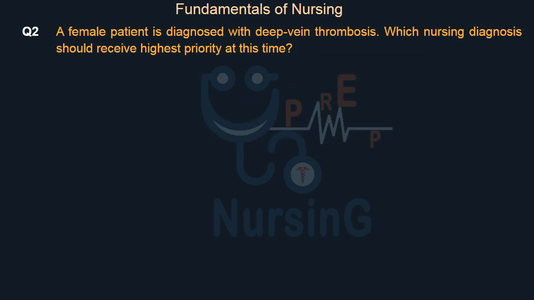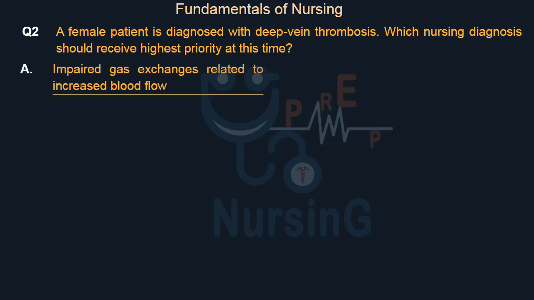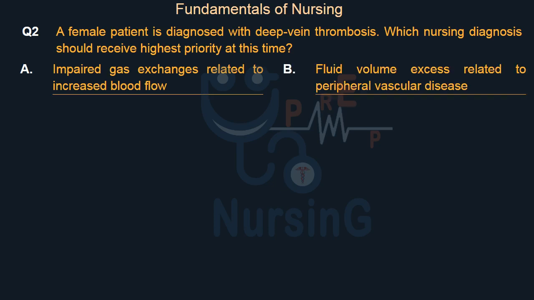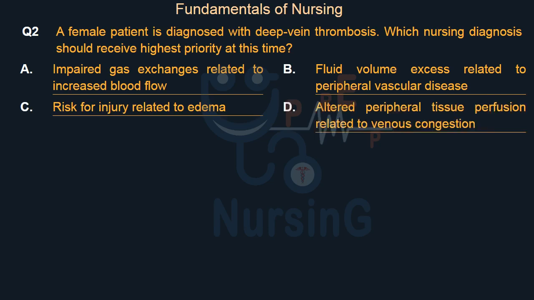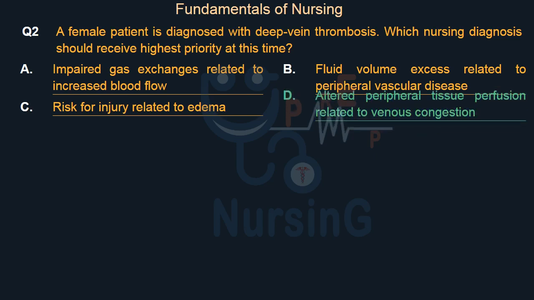A female patient is diagnosed with deep vein thrombosis. Which nursing diagnosis should receive highest priority at this time? Option A. Impaired gas exchange related to increased blood flow. Option B. Fluid volume excess related to peripheral vascular disease. Option C. Risk for injury related to edema. Option D. Altered peripheral tissue perfusion related to venous congestion. Right answer is Option D.